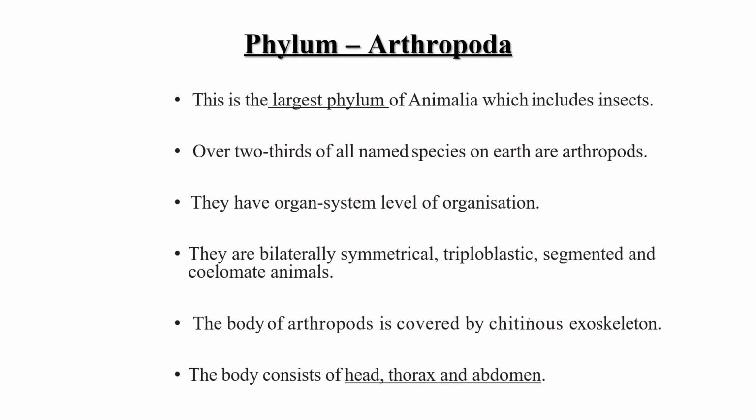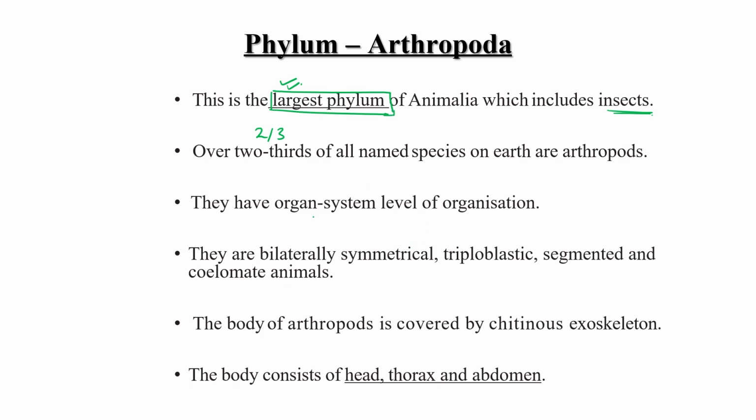Next phylum is Arthropoda. This is the largest phylum of Animalia, which includes so many insects. Over two-thirds of all the named species on the earth belong to this phylum. That's why Arthropoda is the largest phylum.